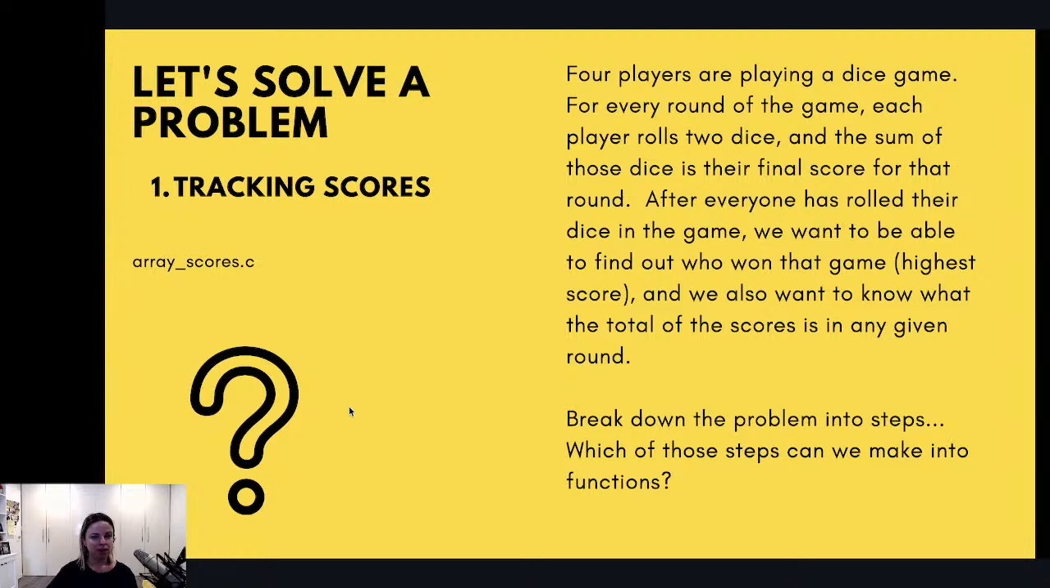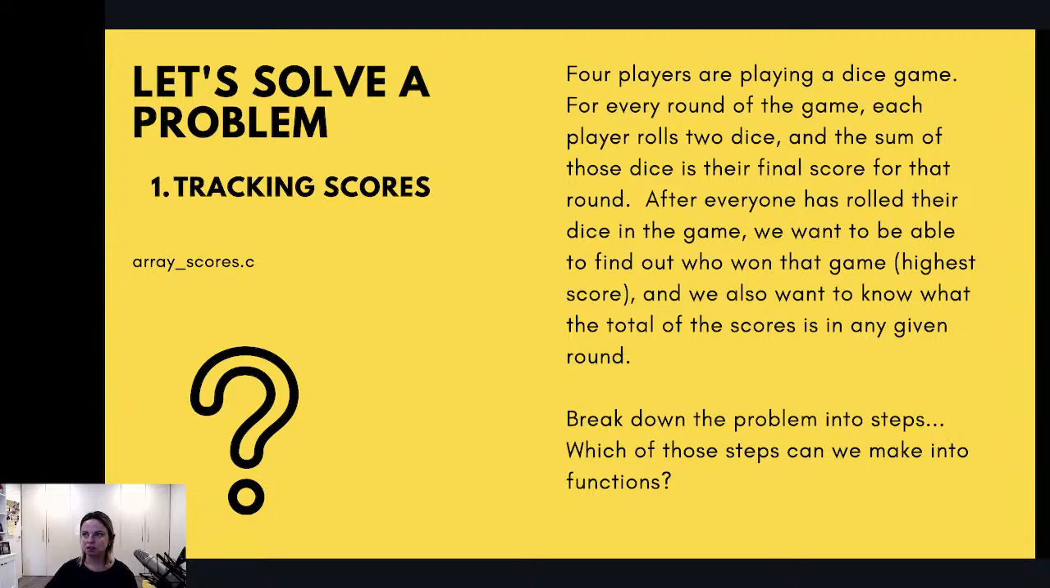All right, and the problem is 4 players are playing a dice game. For every round of the game, each player rolls 2 dice, and the sum of those dice is their final score for that round. After everyone has rolled their dice in the game, we want to be able to find out who won that game, which is the highest score. And we also want to know what the total of the scores is in any given round. And we're going to try to break down this problem all the way down. So let's have a look.